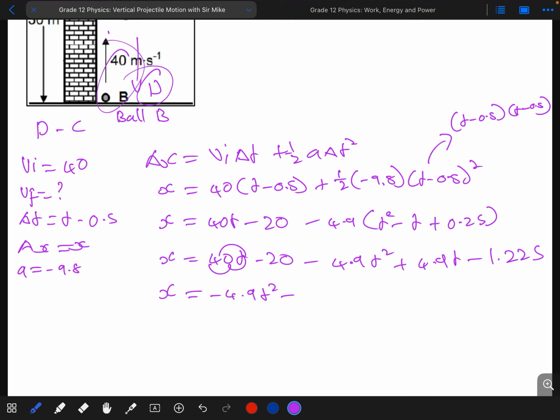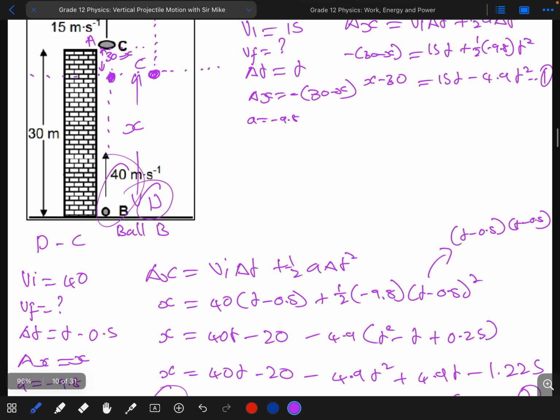So if I put this 40t plus 4.9t, that's actually positive. This is 44.9t, and if I add this 2, that's actually going to give me a negative 21.225. So this simply becomes now my equation 2. You notice that it's actually easy to isolate x.